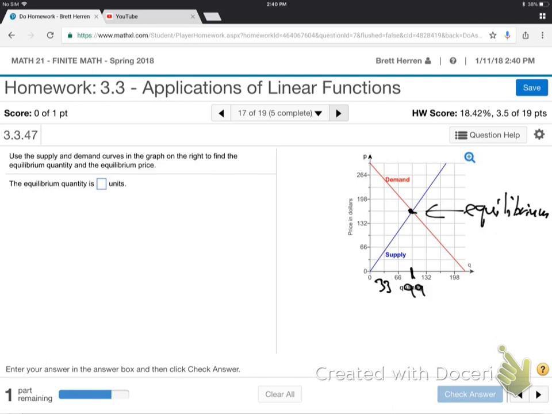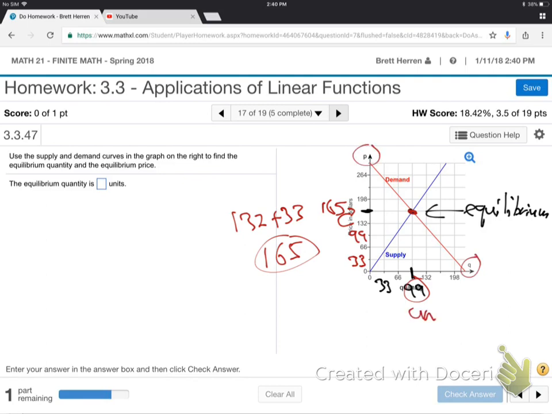See how I came up with that? So that must be over 99. And how high up is this? Oh, they're going by 33 on the other axis too. Yeah. Right? This is going by 33s. 33, 66, 99. So this is whatever 132 plus 33 is. 165. This must be 165. So that equilibrium point is 99, 165. Units, which one is units? Oh, quantity, price. So 99 units, price, 165.